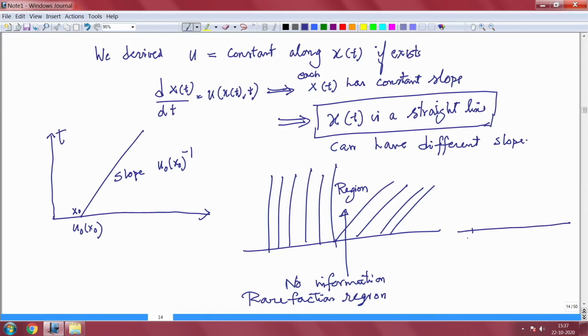Suppose you have two points here, x1 and x2, and one characteristic may come this way and another characteristic may come this way, and then you have a point p. The characteristic from x1 will carry one value, and from x2 it will carry another value, giving a discontinuity at p.